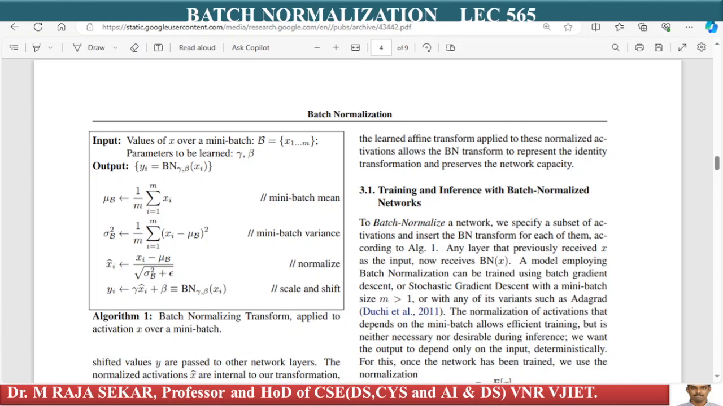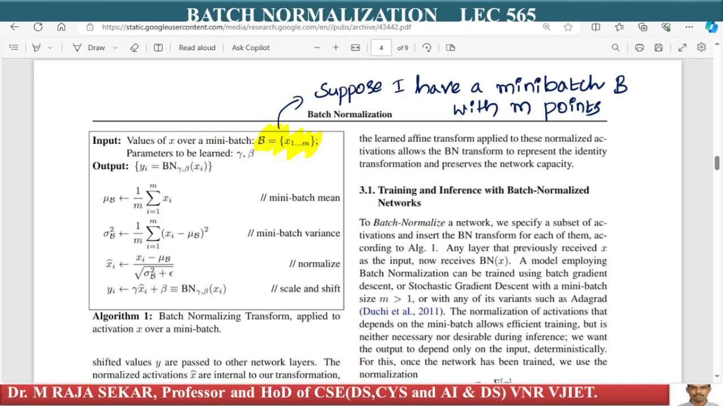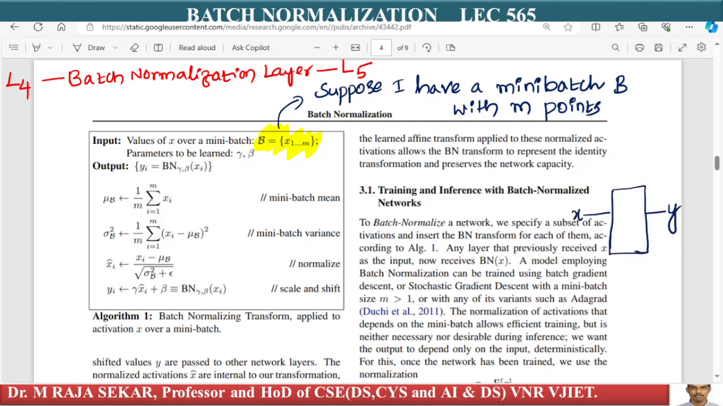So let's assume I have a mini batch capital B with m points x1, x2, so on xm. I have my batch normalization layer in between layer 4 and layer 5. It has some input and some output. Suppose I have x1, x2, so on xm as the batch of inputs. How many inputs are there? M points. A batch normalization layer has two parameters. They are called gamma and beta.